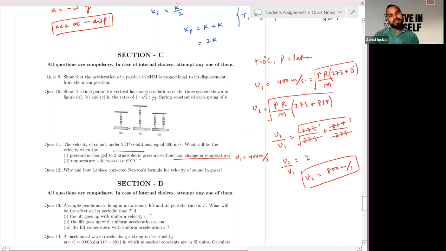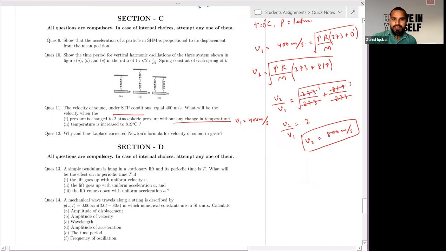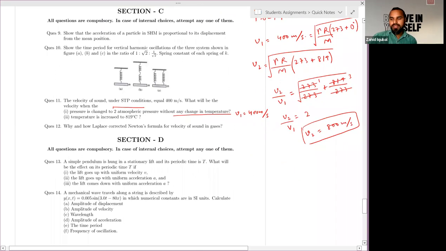Next, you have to define why and how Laplace corrected Newton's formula of velocity. According to Newton's assumption, the propagation of sound is an isothermal process. So in case of isothermal, beta will be equal to pressure. On substituting the value, he got the velocity of sound to be 280 meter per second, which is smaller as compared to the actual velocity of sound.